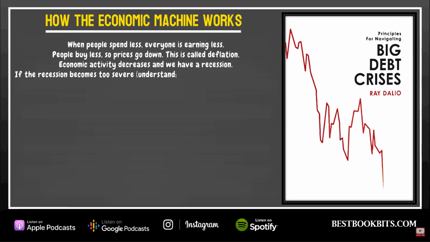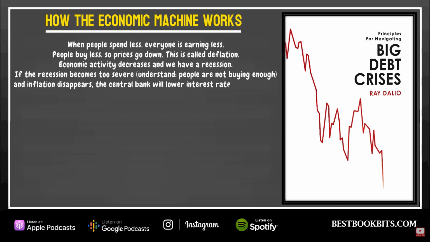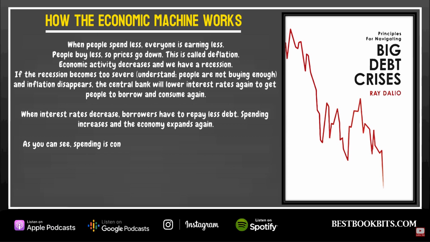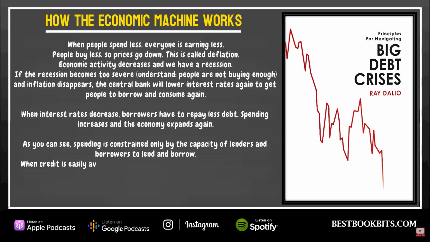If the recession becomes too severe, people are not buying enough and inflation disappears. The central bank will lower interest rates again to get people to borrow and consume again. When interest rates decrease, borrowers have to repay less debt. Spending increases and the economy expands again. As you can see, spending is constrained only by the capacity of lenders and borrowers to lend and borrow.